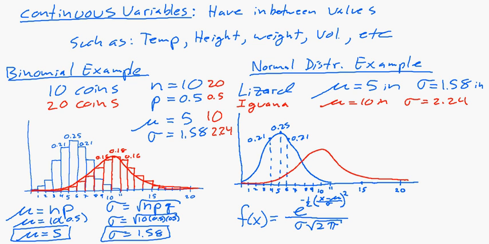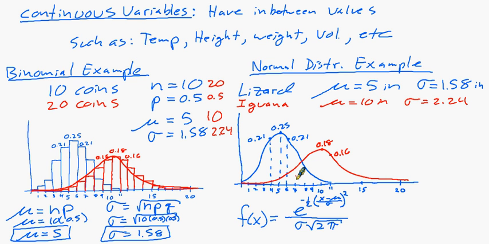And if we were to plug in 10 into this big equation with 10 in for mu and 2.24 in for standard deviation, plug it through, guess what? This would turn out to be 0.18. And if we plugged in 11, yep, it would give us 0.16. And this area under the curve is still equal to 1.